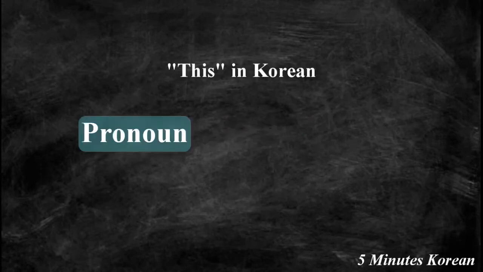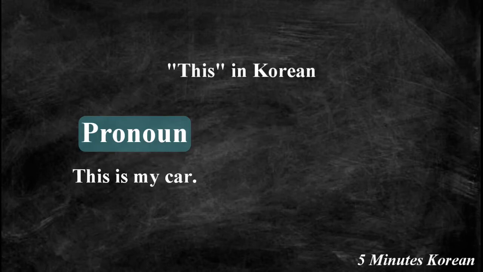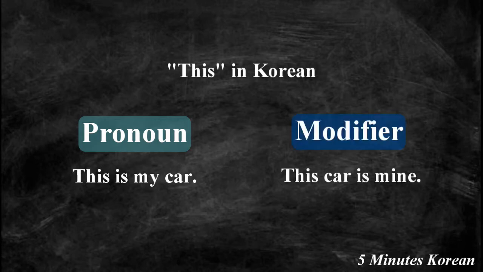is a pronoun, as in, this is my car. This can work like a noun. This is my car. This can be followed by a verb, but you can also say things like, this car is mine. So the word this modifies the word car in English. So in English, you can use the single word this for both purposes, but in Korean, unfortunately, there are different versions. 네. So why don't you explain about the modifier first?